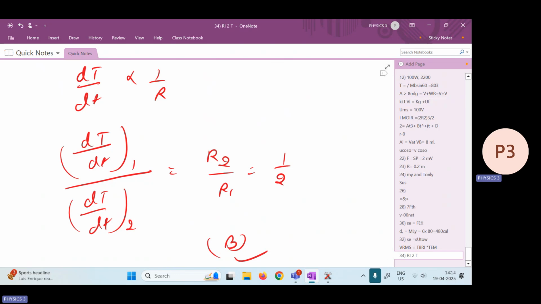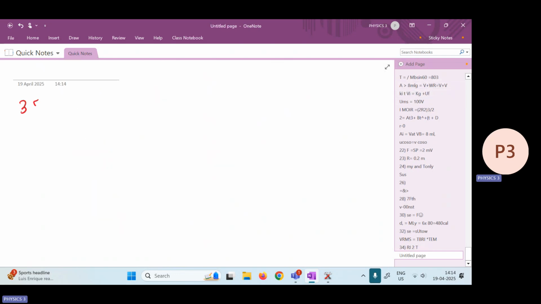Okay. Now let's go to the next question, the 35th question. We are given two similar sonometer wires with a fundamental frequency of 500 Hertz. These have the same tensions. By what amount should the tension be increased in one wire so that the two wires produce 5 beats per second? Okay. So the fundamental frequency formula for sonometer wires we know is 1 by 2L under root T by mu.